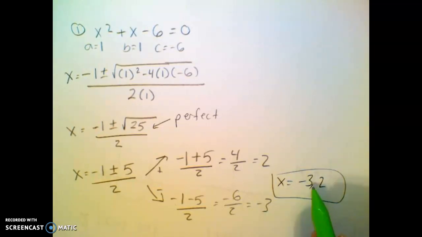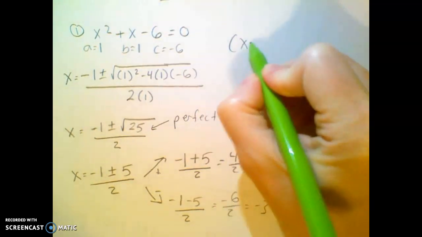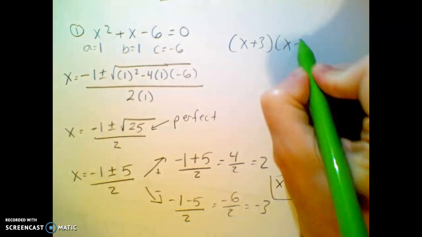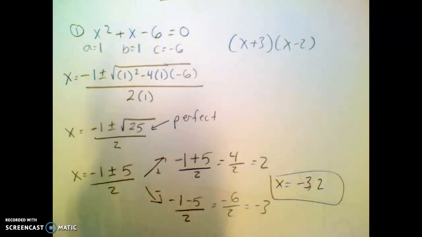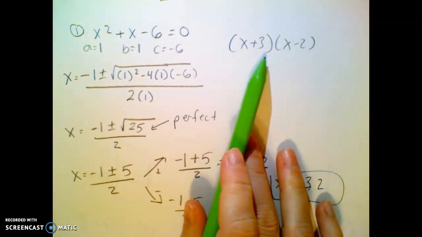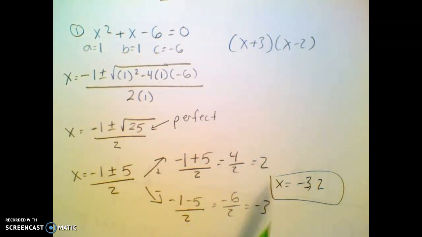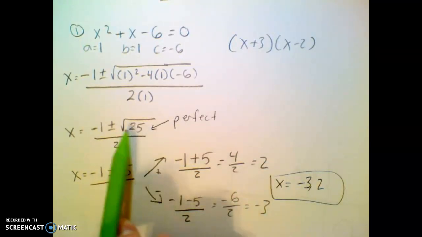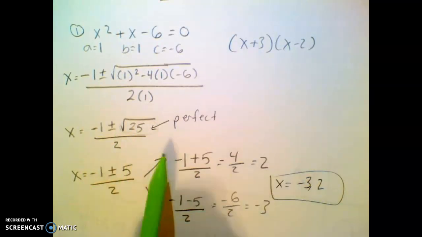Also, I could have easily factored that. This would be x plus 3, x minus 2. I could have factored it if I wanted to. So the quadratic formula is not the quickest. I could have done that in seconds flat and been done, but this always works, guaranteed. And also that discriminant tells you, is it even worth factoring? Is it worth moving on as is?